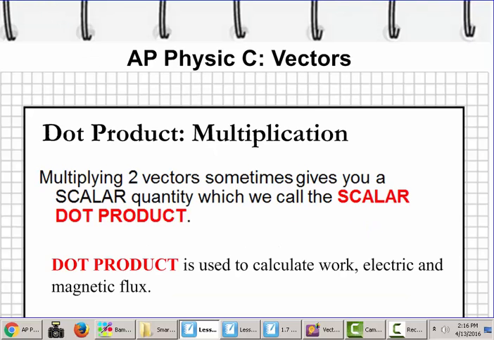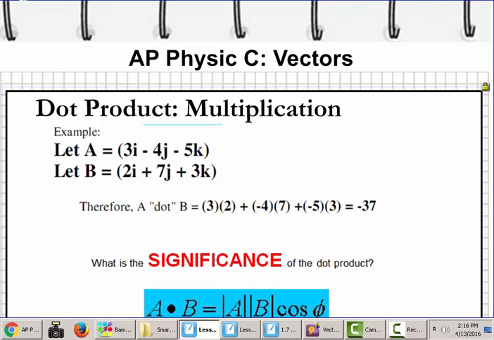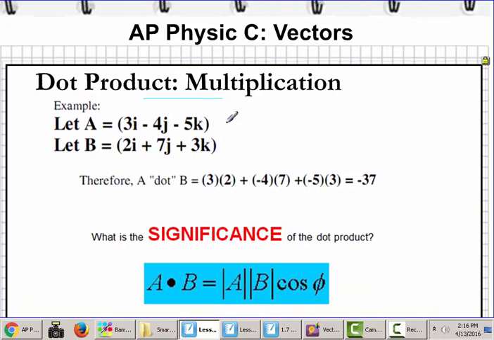Now let's talk a little bit about the dot product. The dot product multiplication will always only give you a scalar quantity. It's going to give you a single value. It's not going to give you a vector quantity. The dot product is used to calculate things like work, or electric and magnetic flux, which is outside of AP Mechanics C. The example I have here to do the dot product, all you're going to do is multiply the i hats times the i hats. So it'd be 3 times 2, plus the j values, negative 4 times 7, plus negative 5 times 3. You will get a single value.